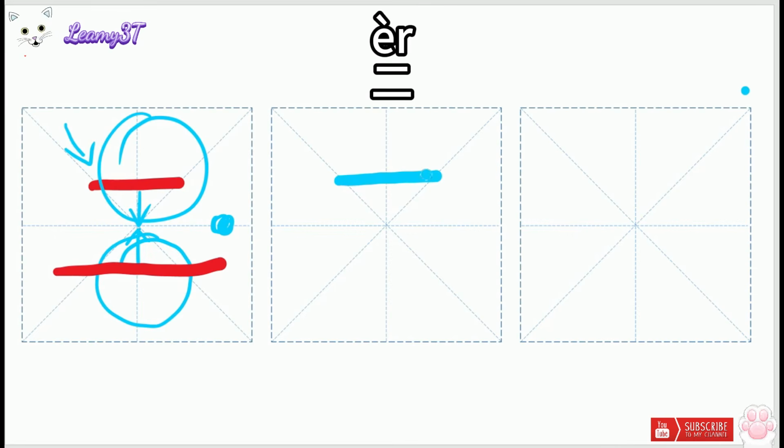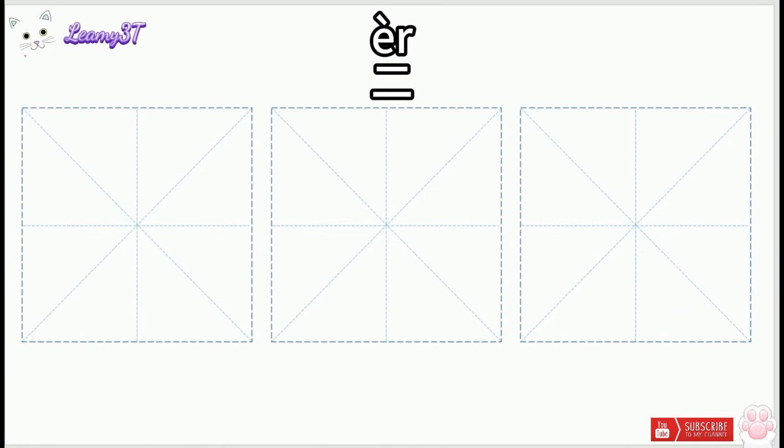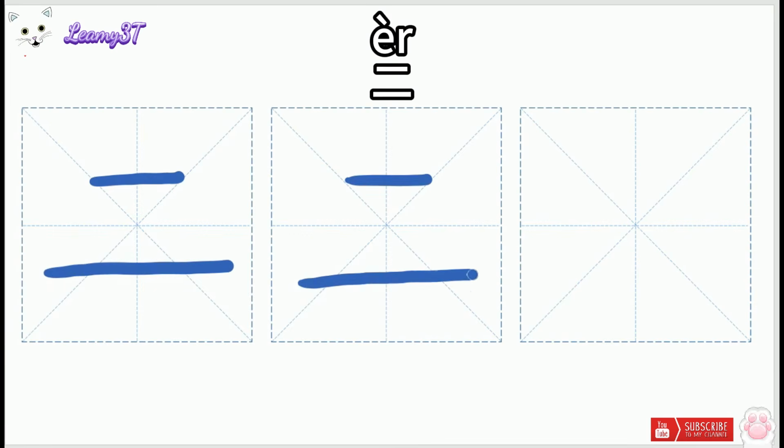Say héng, héng. Again. Héng, héng. Good, good. Okay, one more time. Follow me to say the stroke. Héng, héng. Again. One more time. Very good. This character is 二. It means number 2.